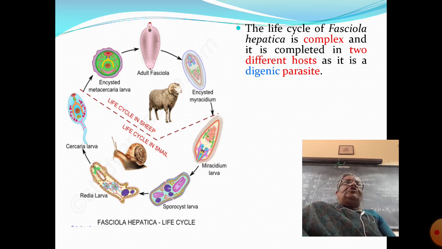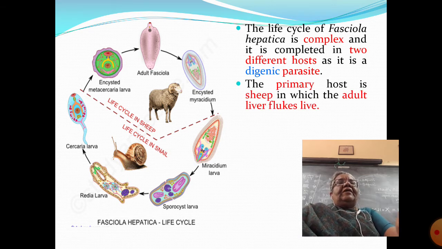Since you find 2 different hosts for the completion of the life cycle, you call Fasciola hepatica a digenetic parasite. Hence, it has been put under the order Digenea, okay, as against Monogenea, where you find only 1 host. So, this is a digenetic parasite, and it completes its life cycle in 2 different hosts. One is sheep and the other one is snail.